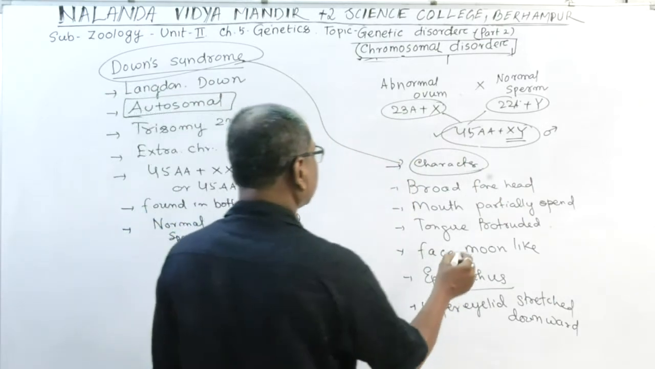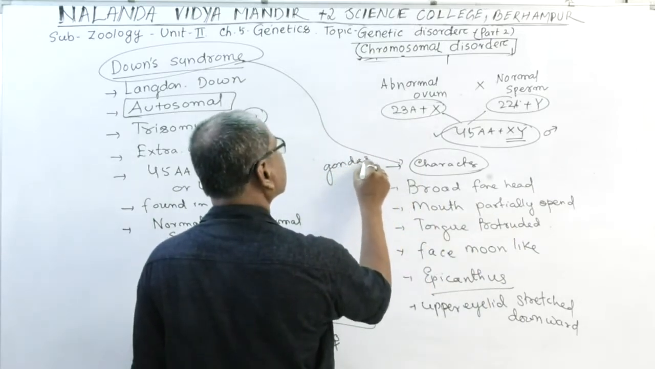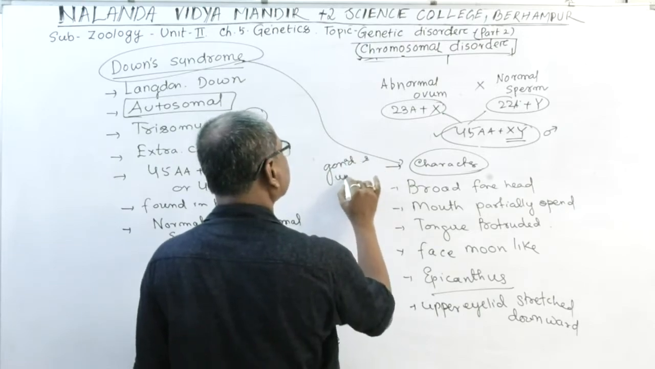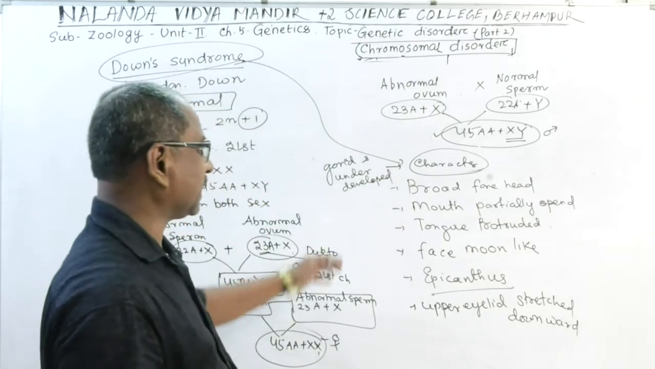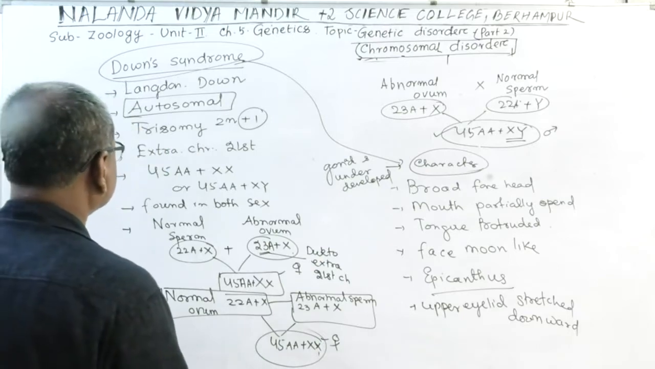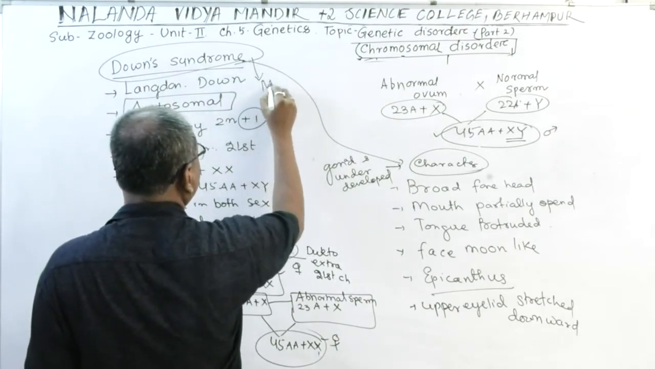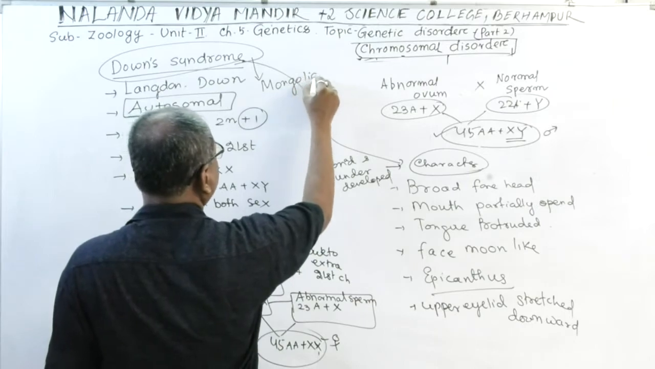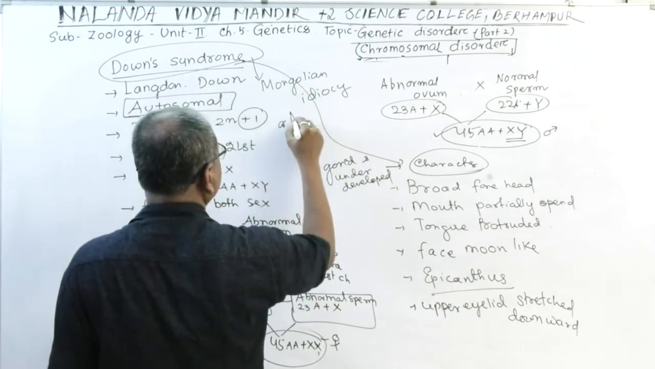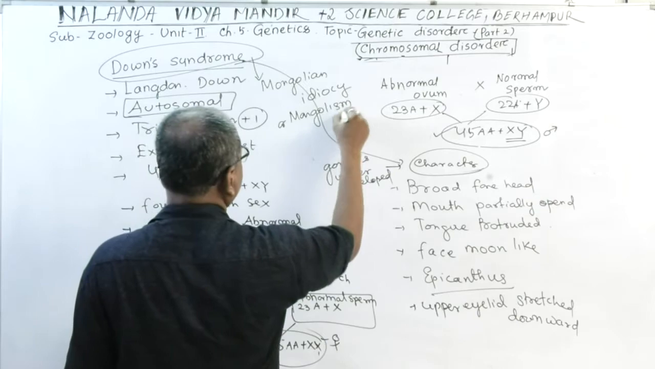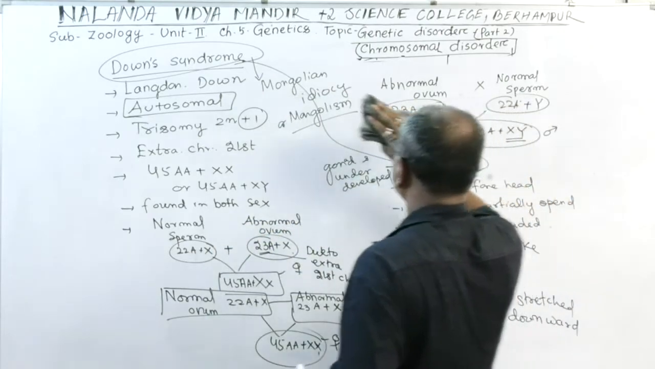And here the most important point is that the gonads are underdeveloped. These are the characters of Down syndrome. They appear like Mongolian, so it is also said to be Mongolian idiocy or also Mongolism. This is about the Down syndrome. Next one, the Turner syndrome.